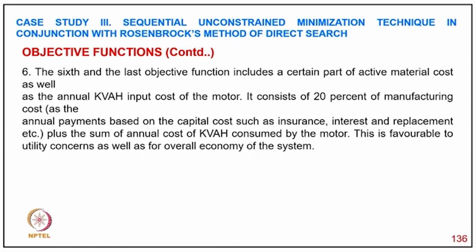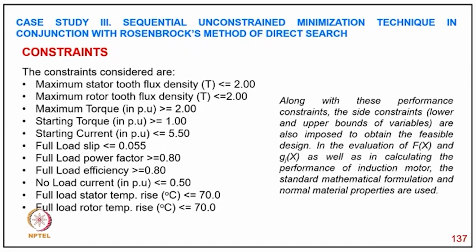The sixth and last objective function includes a certain part of the active material cost plus the annual kVA cost of the motor. It consists of 20% of the active material cost, and the annual payment based on the cost of insurance, plus the sum of the annual cost of kVA consumed by the motor, and this is favorable for the utility concern as well as the overall economy of the system.